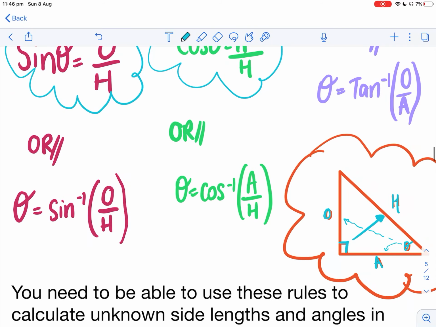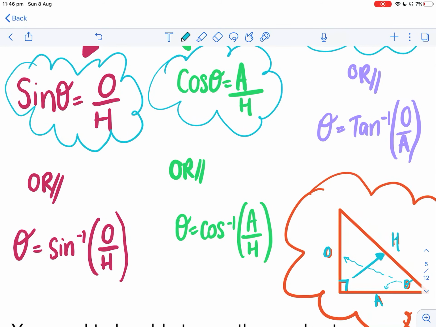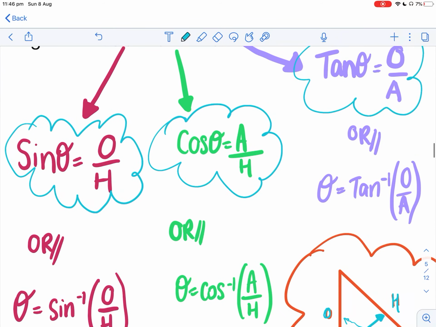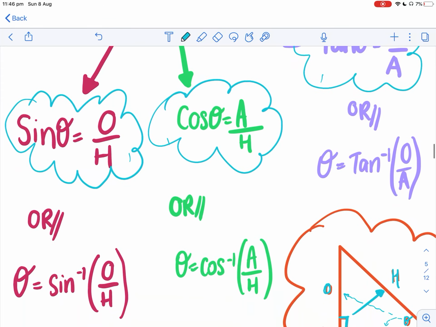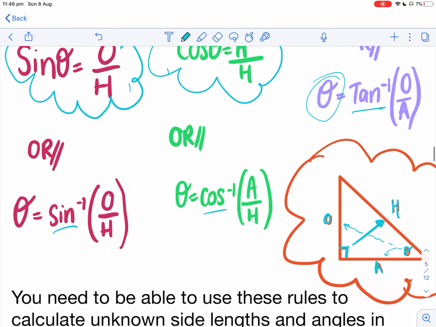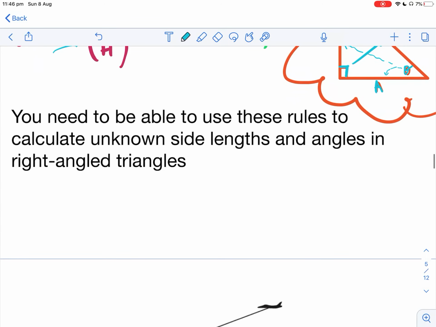So you use these three rules here if you need to find one of the unknown side lengths, and you use the inverse, so the inverse of sine, the inverse of cos, or the inverse of tan if you're trying to find the unknown angle. So you need to be able to use these rules to calculate unknown side lengths and angles in right angled triangles.